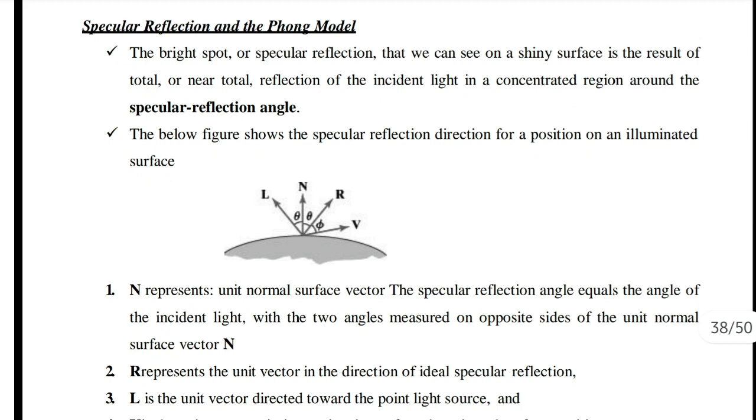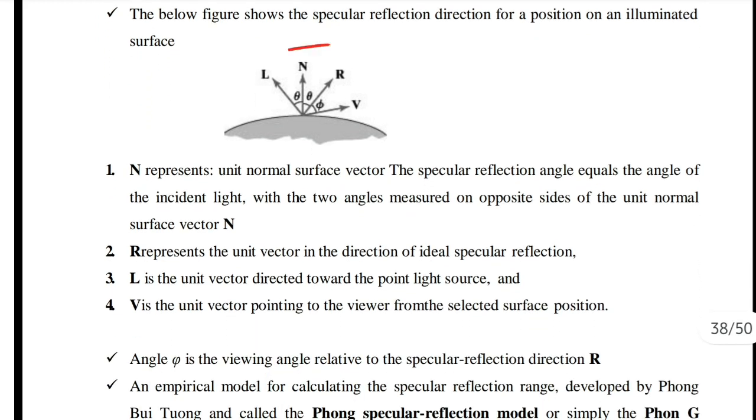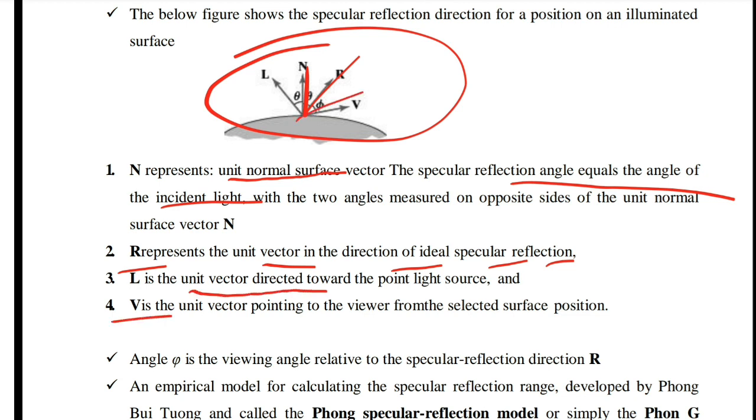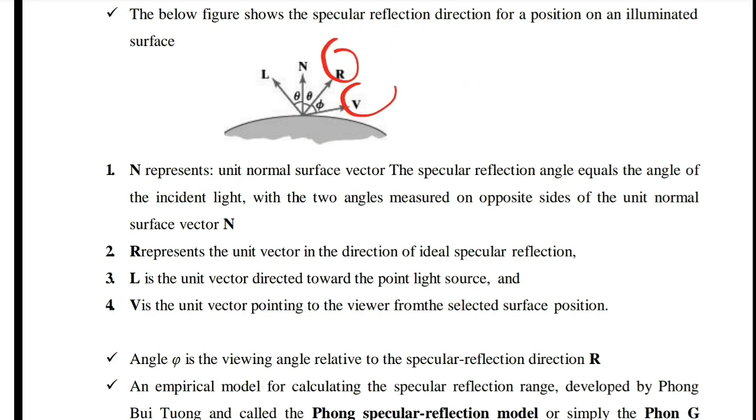In the third one, the specular reflection in the Phong model, this diagram you have to make and remember very carefully. L, N, R, V. What is N? N is the unit vector normal to the surface, equal to the angle of the incident light. Okay, that is N, straight. And here we have R, which is the unit vector in the direction of the ideal specular reflection, and V is in the direction of the viewer. L is in the direction pointed towards the light source. L for light, N for normal, R for reflection, V for viewer.